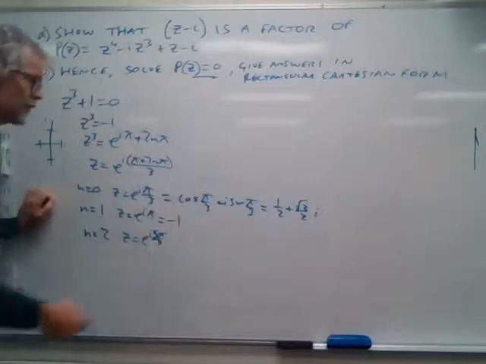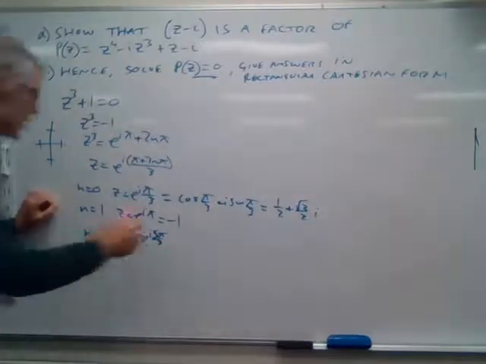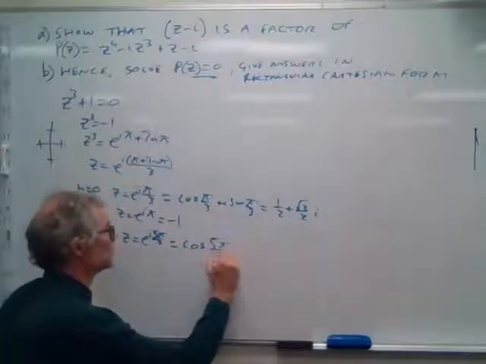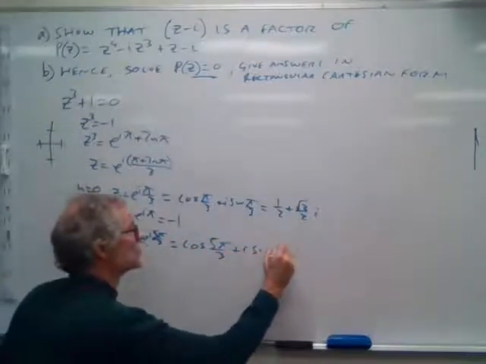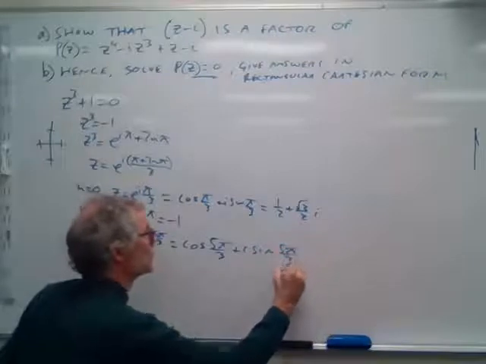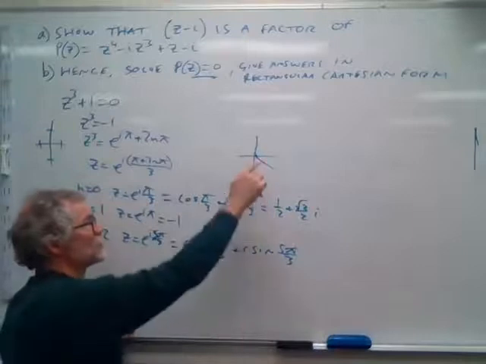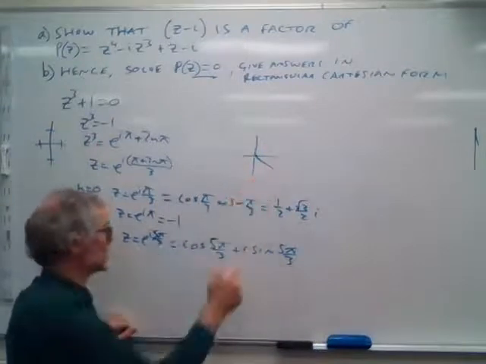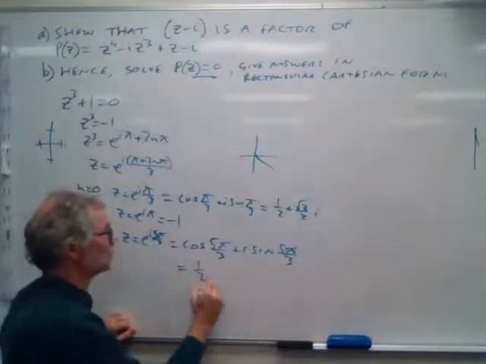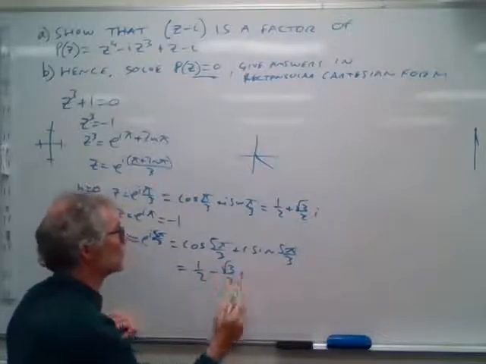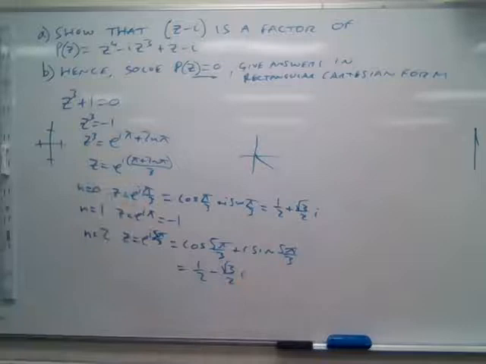This one at -1, well, that's already that. It's just -1. And this is cos 5 pi on 3 plus i sine 5 pi on 3. 5 pi on 3 is in this quadrant here, so cosine will be positive, but sine will be negative. And there's our 3 solutions in rectangular Cartesian.